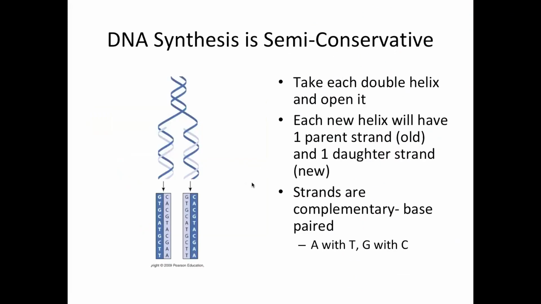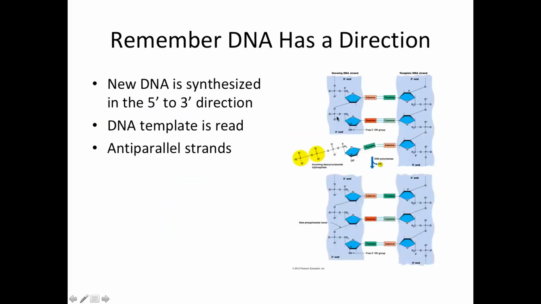DNA replication is a semi-conservative process. What this means is that the 2 new helices of DNA will each have 1 parent strand, the old strand, and 1 daughter strand, which is new. Keep in mind the sequence of DNA that we need to remember and be aware of. The strands have what we call complementary base pairing. So anytime you see an A, on the other strand you're going to see a T, and with a G, a C. And remember that DNA has a direction to it. It's made in the 5' to 3' direction, and the strands are anti-parallel to each other, which means they run in opposite directions, 5' to 3', 3' to 5'.